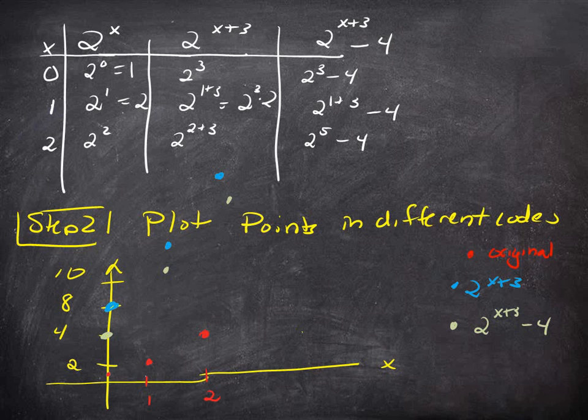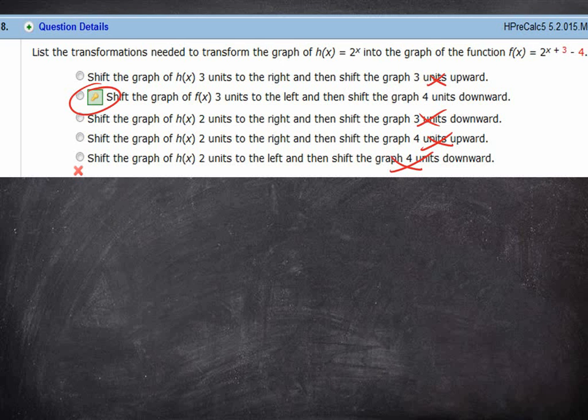And I automatically did that. That's why it's sitting there. So I can see that it shifts those points down by 4. Let me go back to the WebAssign. I can start crossing some things out. It's not going up, so I can cross out 3 units upward, 4 units upward.